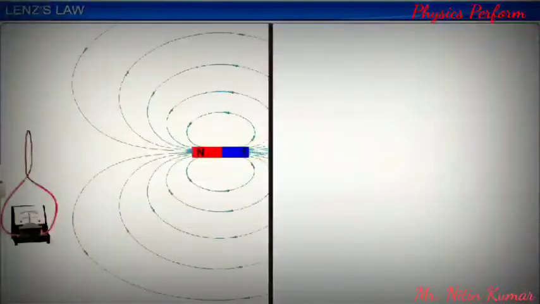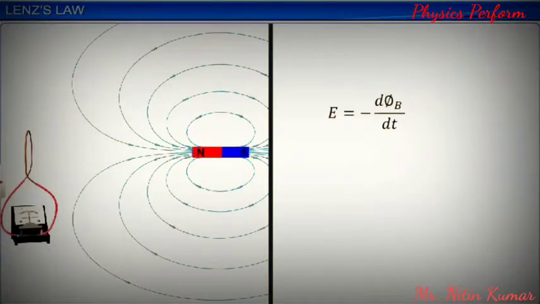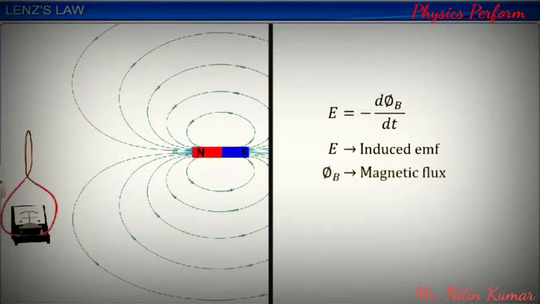The magnitude of the induced EMF is given by Faraday's law, which is E is equal to minus d phi b divided by dt, where E is the induced EMF in the coil and phi b is the magnetic flux. The negative sign in this equation represents the effect as stated in Lenz's law.